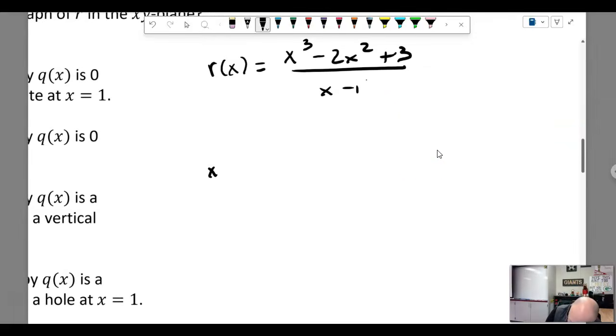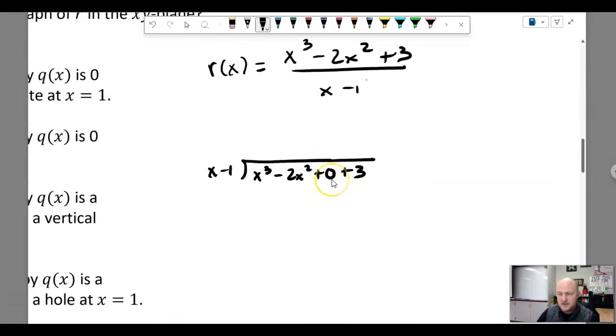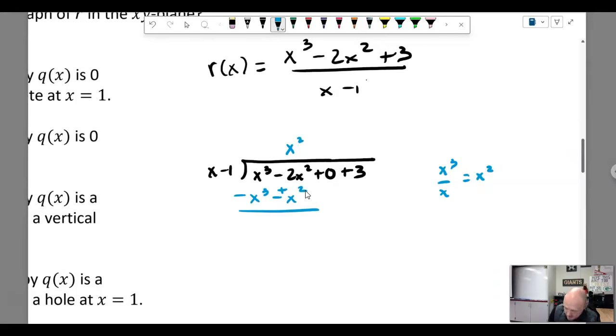So let's divide x minus 1 into x cubed minus 2x squared plus 0 plus 3. Again, I left that 0 because I'm missing linear terms, x to the power of 1. So let's do some long division. I have x cubed divided by x gives me x squared. So I get x squared, and when I multiply, I get x cubed minus x squared. We can change our signs, right?